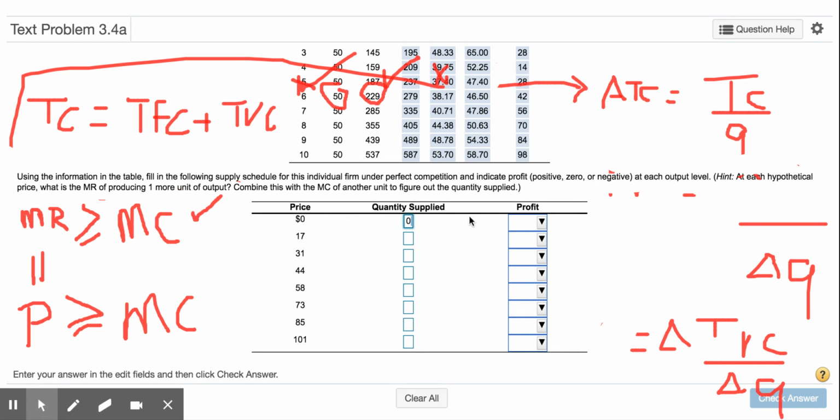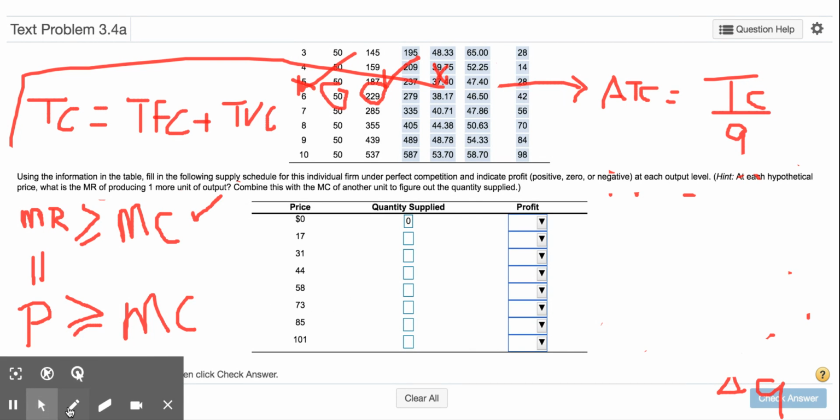And profit is total revenue minus total cost. And we have these numbers in here. Let me calculate the first one. You should be able to calculate the rest. Okay, it's calculated here.